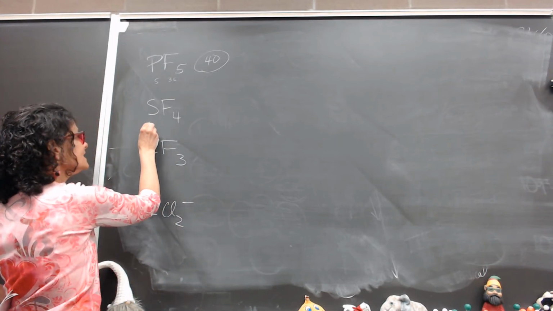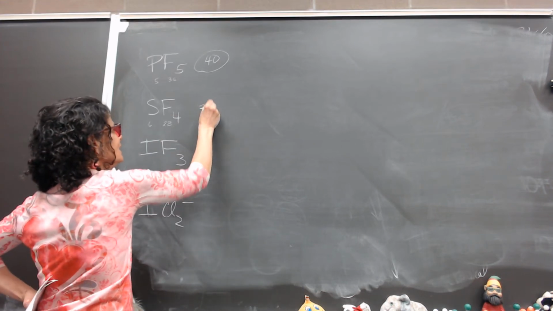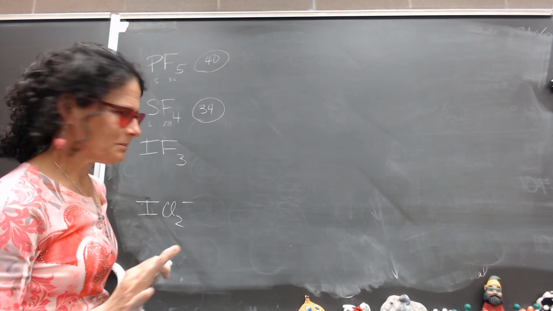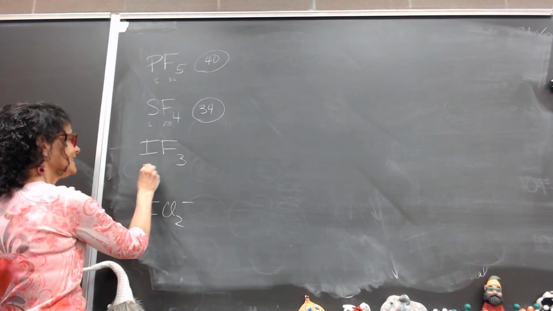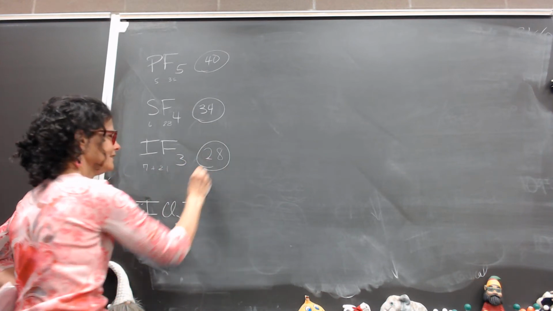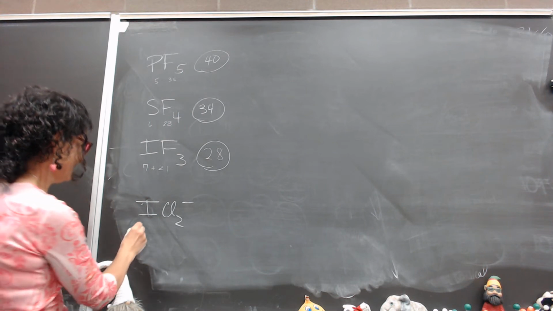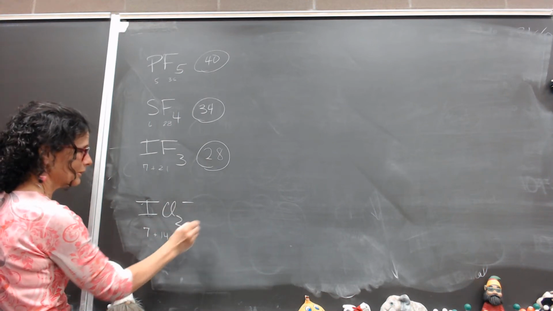All right, sulfur is 6, 7 times 8 is 28, 34. Don't try to figure out how my brain works. That would be fascinating, I'm sure, for somebody, but it's not worth it. All right, 28. 7 plus 14, and the negative means we add one more, so 22.